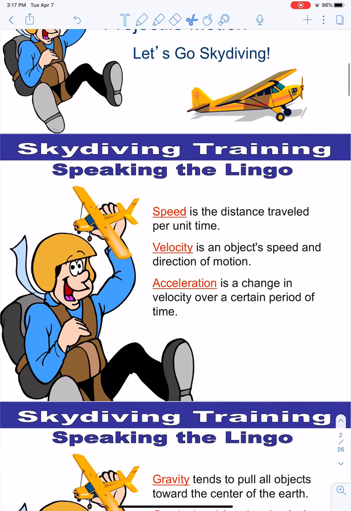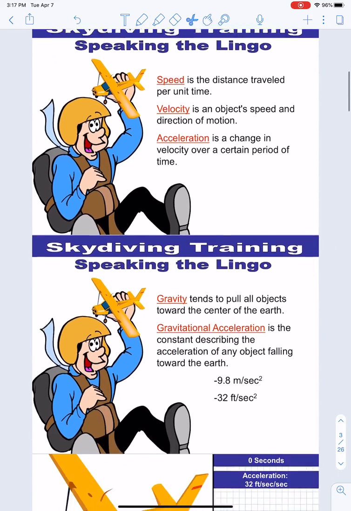Couple things. Speed is just distance per time, meters per second, something like that. But velocity is speed and direction. So velocity is a vector. So with the negative or the positive, if we're looking at 2D or two-dimensional up and down sort of thing. And then acceleration is change in velocity over time, so meters per second squared or something like that.